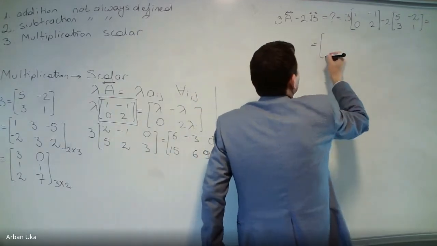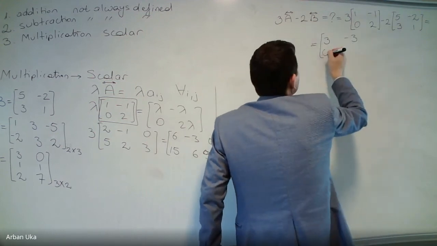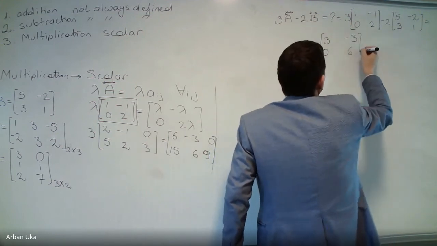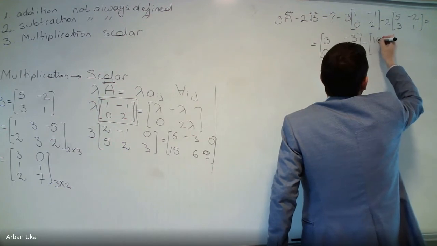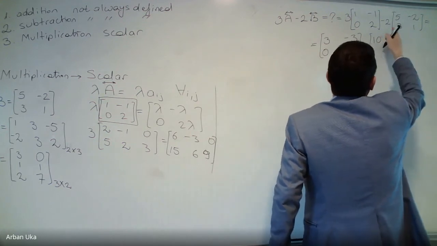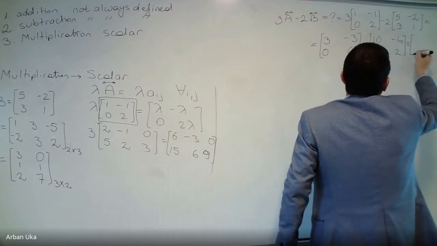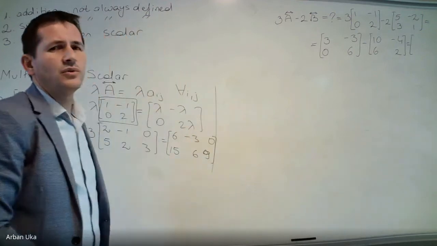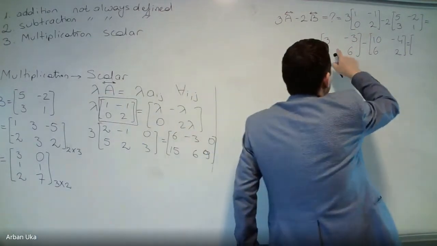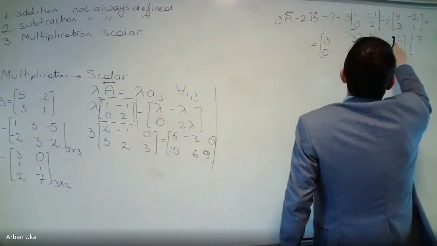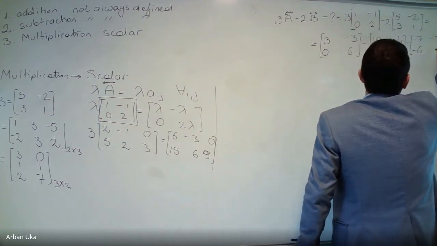They can be sets of numbers that carry certain information. So here we get 3 times 1, this is 3, 3 times minus 1, minus 3, 3 times 0, 0, 3 times 2, we get 6. Minus, then here we continue, 2 times 5, that's 10, 2 times minus 2, minus 4, 2 times 3, 6, and here we get a 2. Again, we just did the multiplication by scalar. Is it clear? Then we can finalize this, which is 3 minus 10, this would be minus 7, minus 3 minus 4, minus 7, 0 minus 6, minus 6, 6 minus 2, 4.